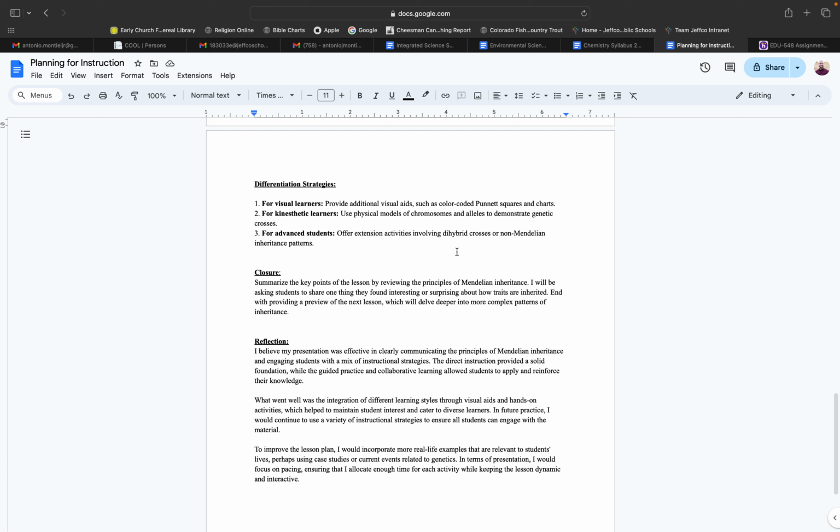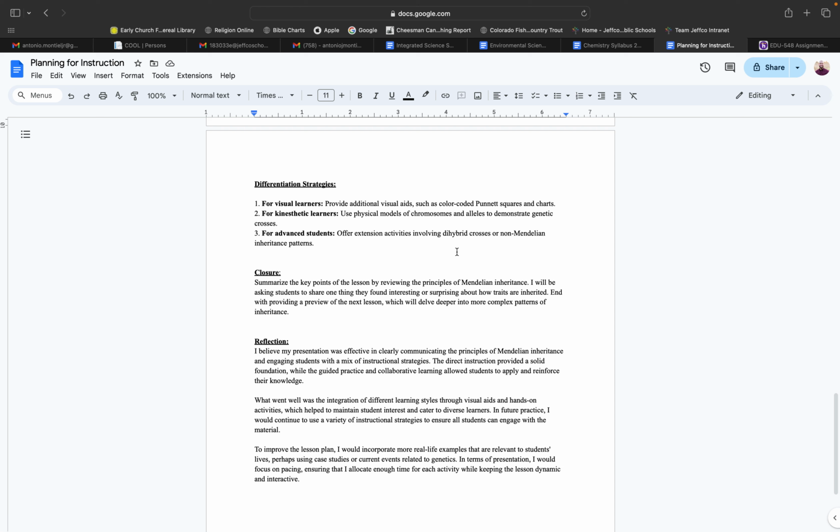For those advanced students, like I said, offer extended activities involving dihybrid crosses or non-Mendelian inheritance patterns. We do talk about those 16 box Punnett squares later down in the chapter. So if these kids are well advanced, I would definitely give them a simple worksheet on those 16 box problems.